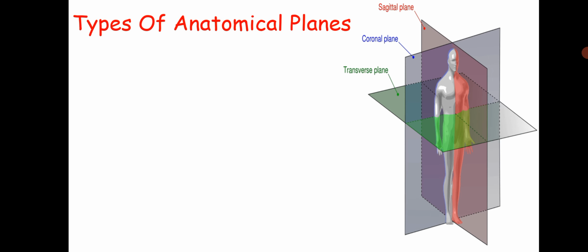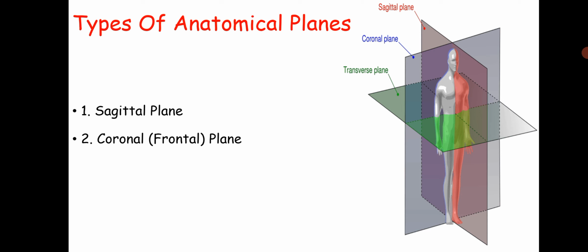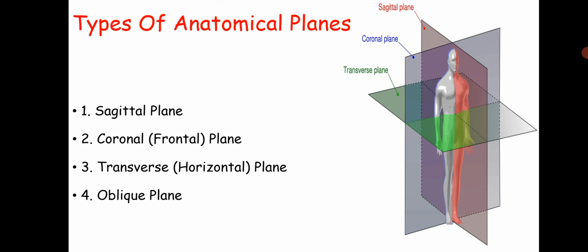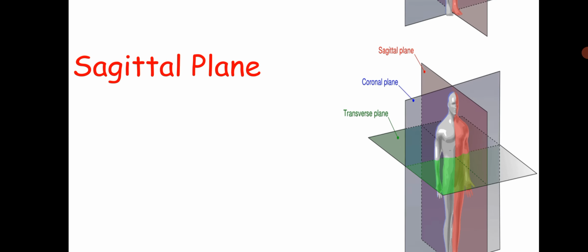Now let's talk about types of anatomical planes. Types of anatomical planes are sagittal plane, coronal plane that is also called as frontal plane, transverse plane that is also called as horizontal plane. These three are main types of anatomical plane. We have another anatomical plane that is called as oblique plane, and this is the accessory anatomical plane. So first three anatomical planes are the main anatomical plane and the fourth one is accessory anatomical plane. Now let's talk about them one by one.